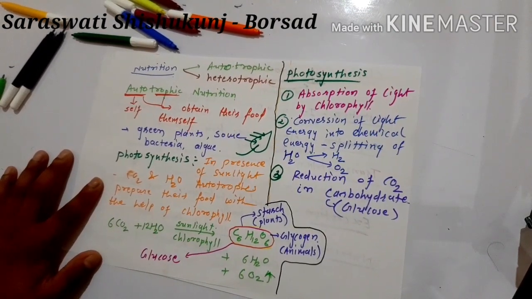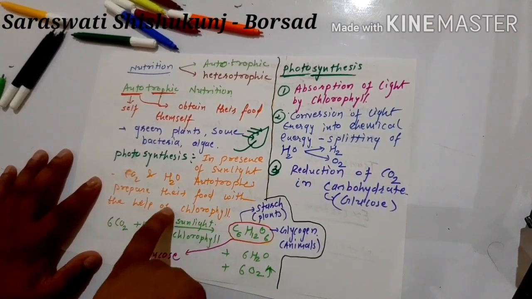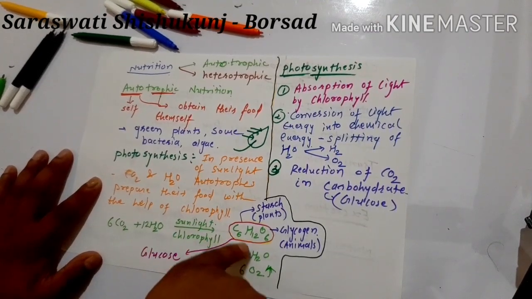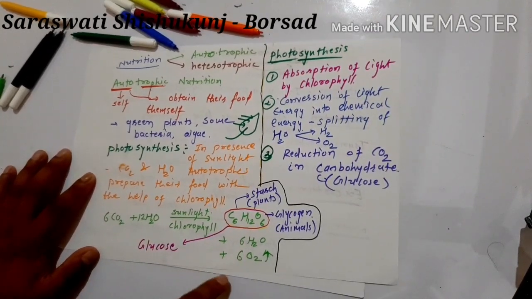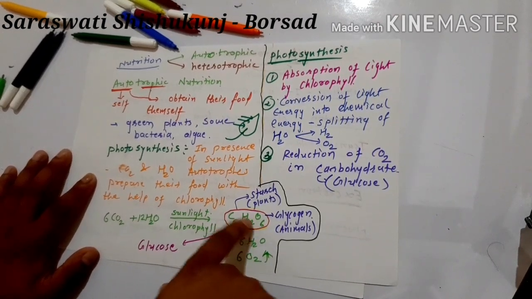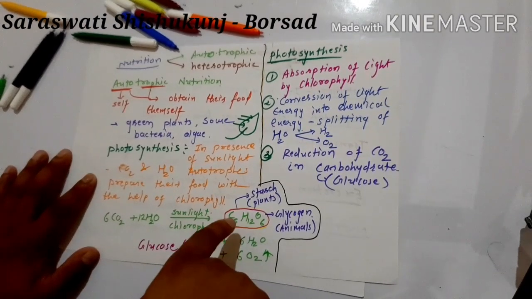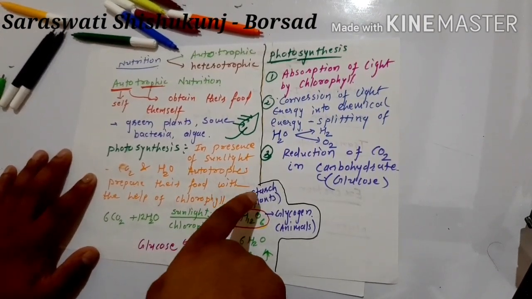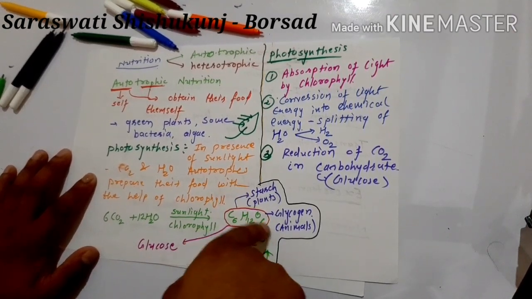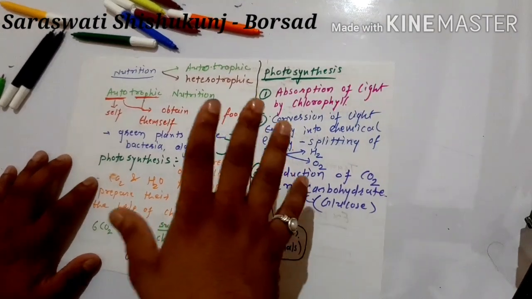How does that reaction take place? Carbon dioxide and water react in the presence of sunlight and chlorophyll present in the plant, and give us glucose, water, and oxygen, right? This glucose will provide us energy. It's a carbohydrate. The unused glucose, if it is in a plant, will be stored in the form of starch, and if it is in an animal, it will be stored in the form of glycogen.